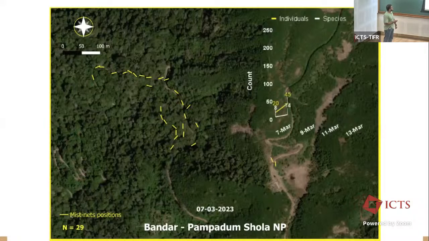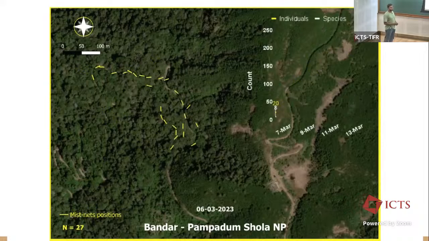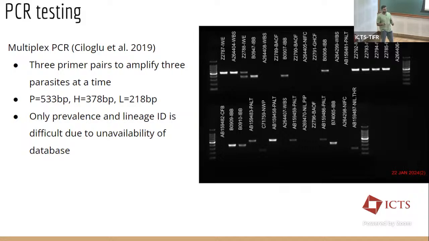Same is with Pampadam Shola. Look at this. So with different number of nets and the days increasing, the number of species that is captured and number of individuals go up. And there is a saturation. After that, we have to stop. So I could do fairly 200 birds in a 10-day period from these sites. And then what you use for PCR is for investigating pathogens.